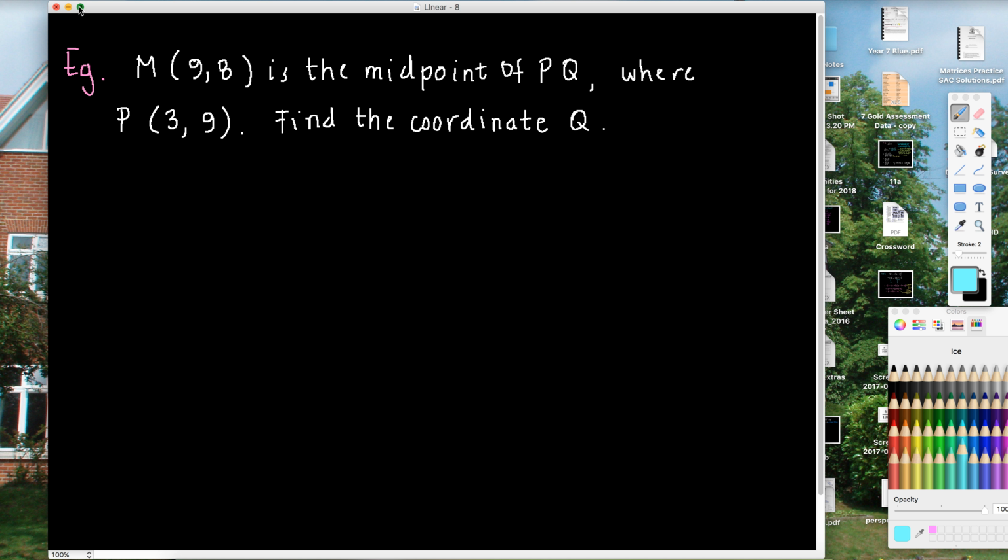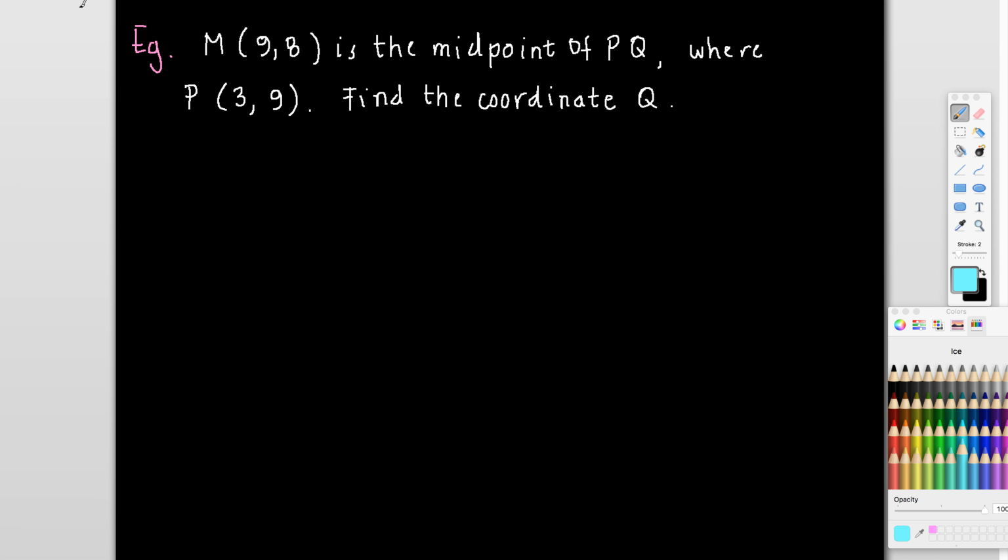And here's an example of that. As you can see, M (9, 8) is the midpoint of a particular interval. So in this case, we're given the midpoint and we need to find the coordinates of Q. So we've got P, we want to find Q. So what I'll do is I'll set up a little bit of a rule. I know what my midpoint is equal to. So I know that, I'll just write this nice and small so I can fit it in. I know this rule applies.